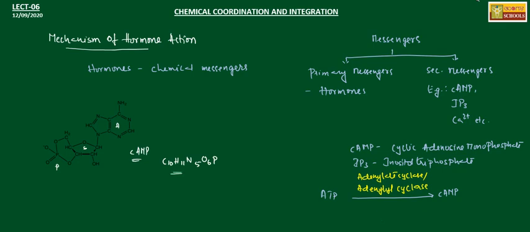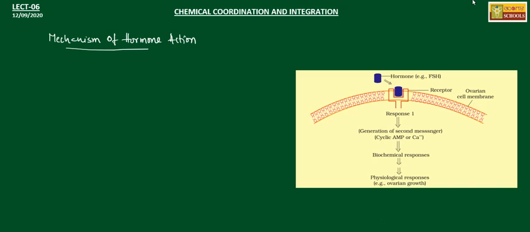So this is the cyclic AMP that acts as a secondary messenger, and these secondary messengers are especially required when the receptor is present in the membrane, or when the hormone is not able to enter into the cell. Then these secondary messengers are very helpful and play a key role in sending the information into the cell. Now let's see how these hormones bring about those biochemical changes inside the cell. For most of the protein hormones, the receptors are present in the membrane.